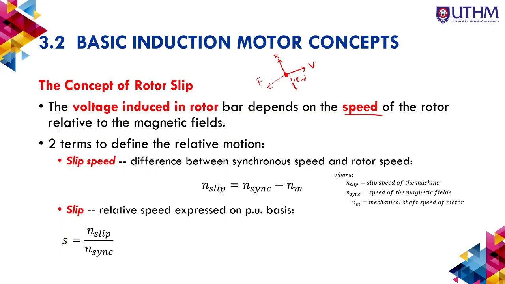So there are two terms to define the relative motion. One is the slip speed and the other is the slip. Okay, so slip speed is actually the difference between the synchronous speed and the rotor speed. So just a difference, okay, the difference only. While the slip is like a ratio, the relative speed expressed. So when we replace this, what will happen? Let's see. From here we can see something with the equation.